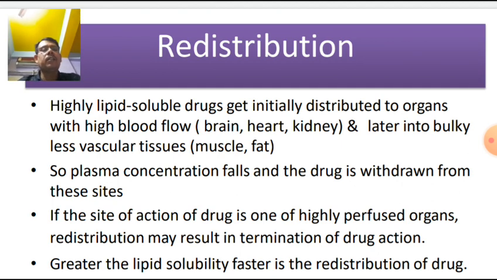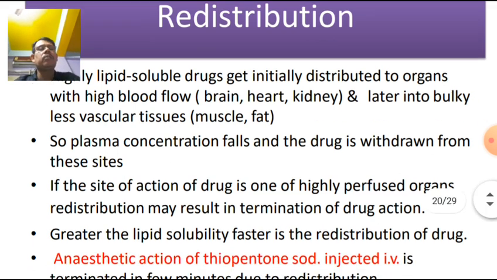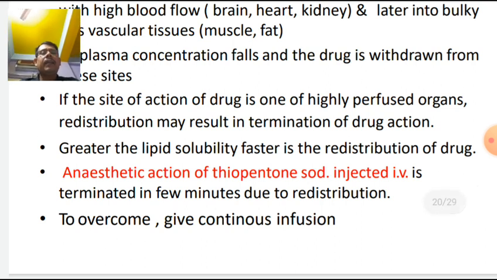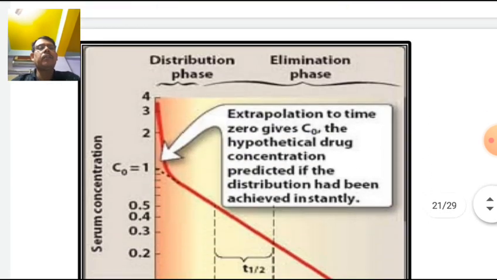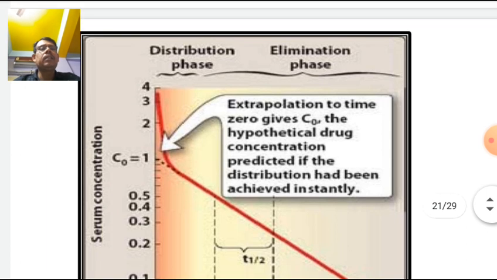If the site of action is not a highly perfused organ, the distribution results in the drug remaining there. Generally, the greater the lipid solubility, the faster the redistribution of the drug. The anesthetic action of thiopental sodium injected IV is terminated within a few minutes due to redistribution. To overcome this, a continuous infusion is given. So these are the distribution phase, and the other is the elimination phase.